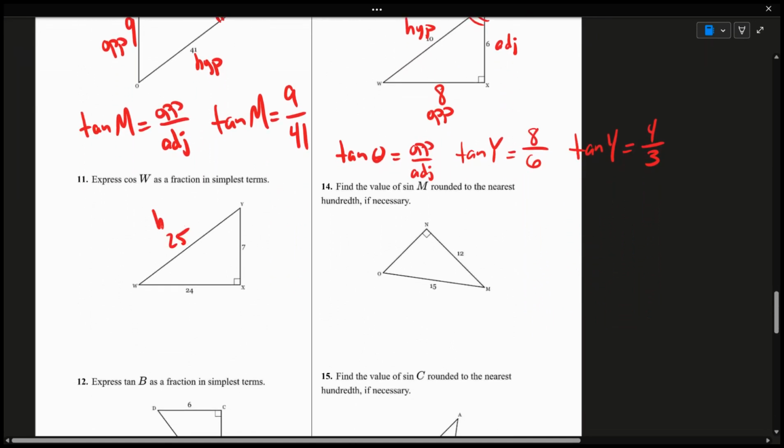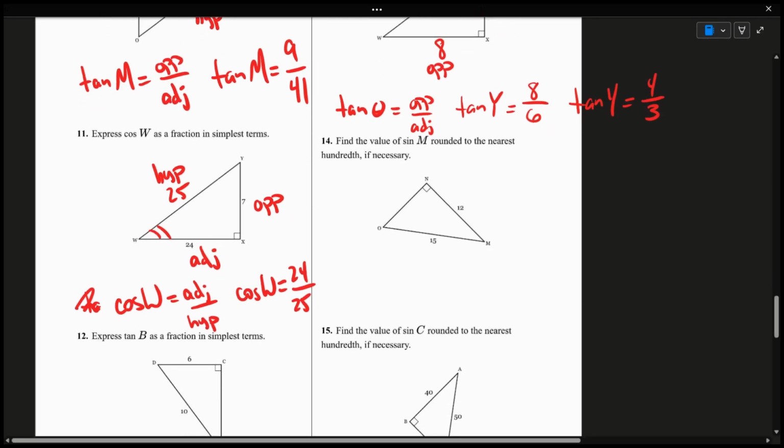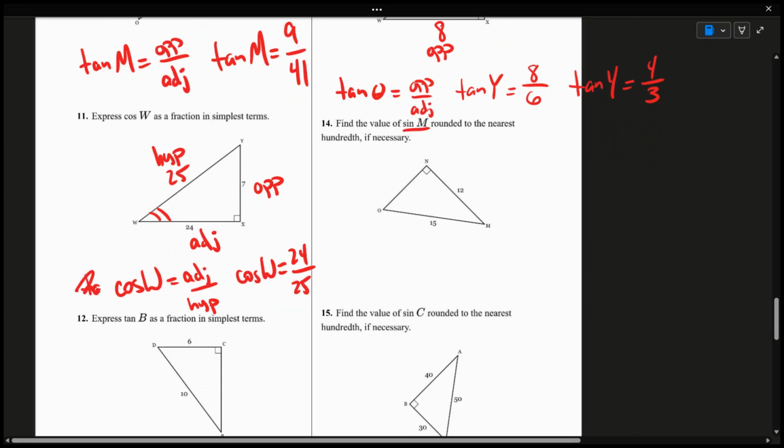All right, cosine. 7, 24, 25. There's my hypotenuse relative to angle W, opposite, adjacent, whoa, tangent, cosine W, adjacent over hypotenuse. Cosine W equals, adjacent we labeled 24, hypotenuse we labeled 25. There's your final answer.